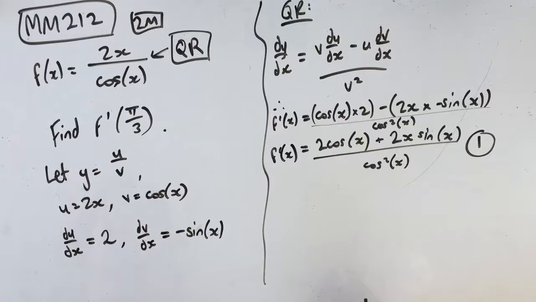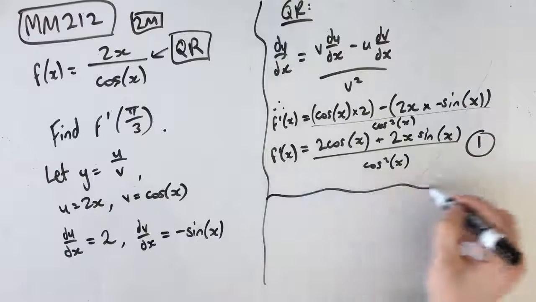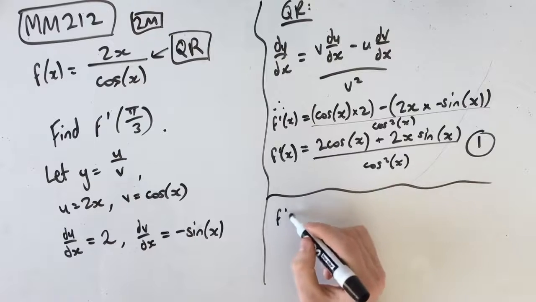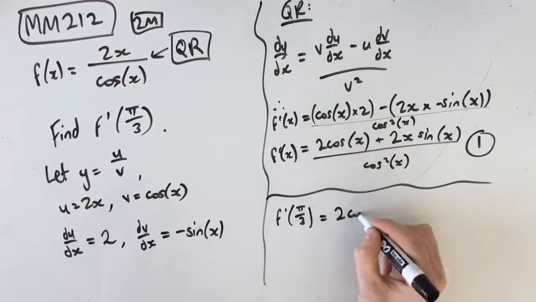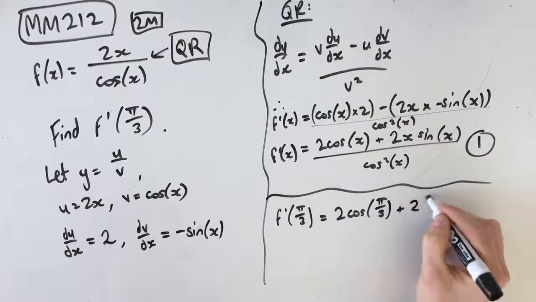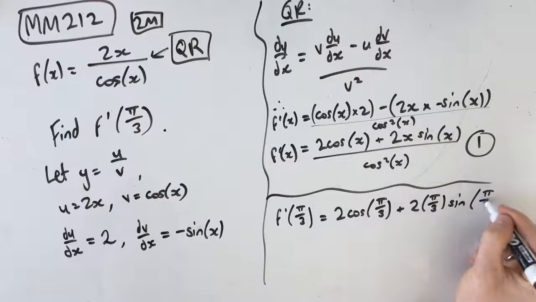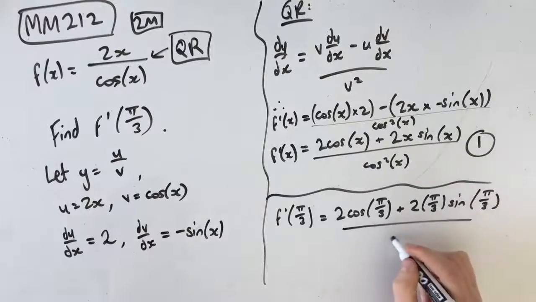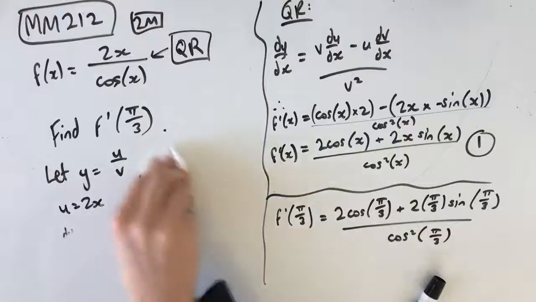Now, the question's asking us for f dash of pi on 3. So what we're going to do is sub in pi on 3 for all of our values of x down here. And I'm probably going to end up coming back up the top, but let's just start down here. So f dash of pi on 3 is equal to 2 cos of pi on 3 plus 2 times pi on 3 times sine of pi on 3 over cos squared of pi on 3.